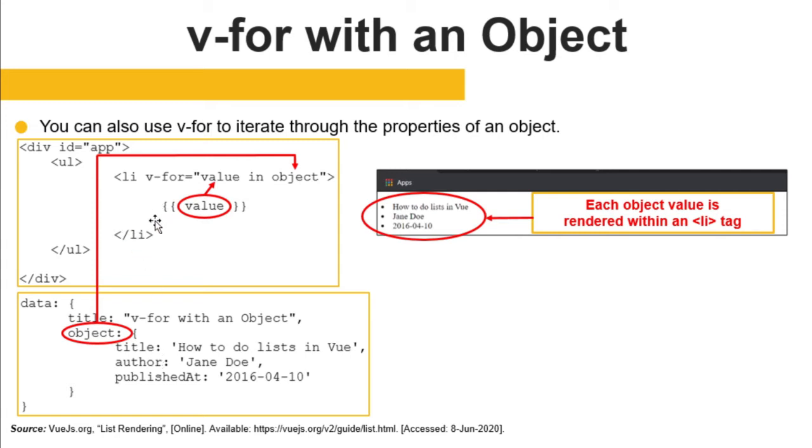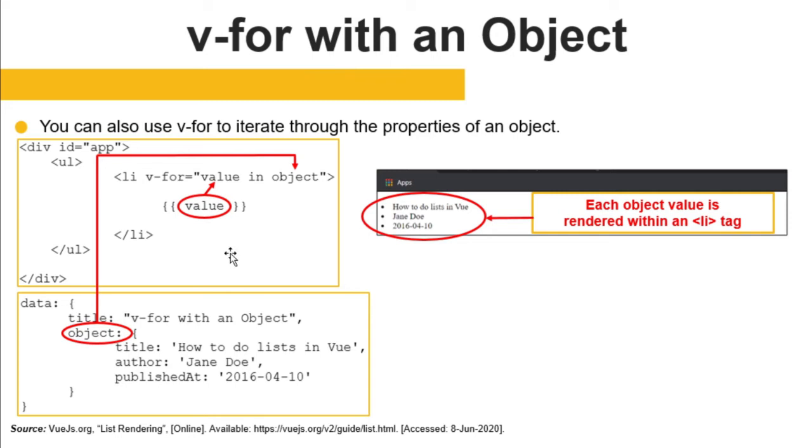Mustache binding is used to render the values inside the li element. That is why each object value is displayed in a bulleted list, just like this one. So each object value is rendered within an li tag. Okay, so that will be the v-for with an object.